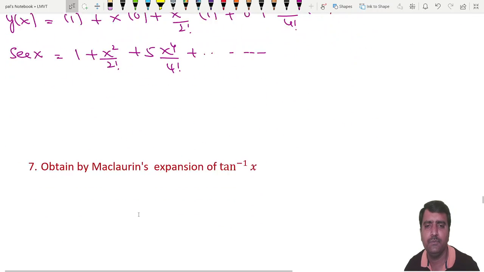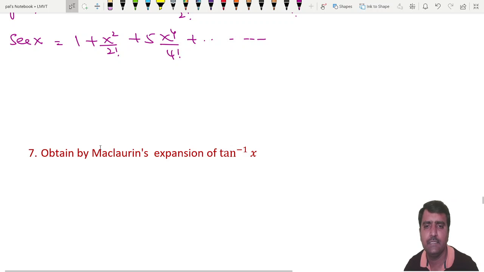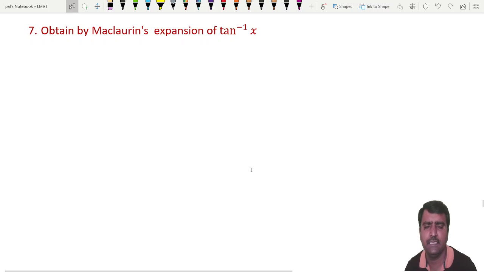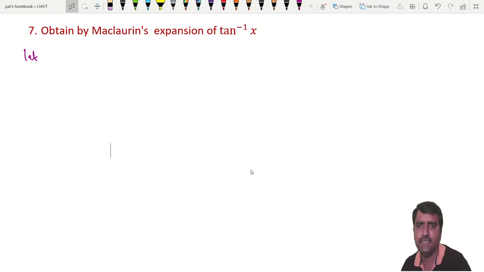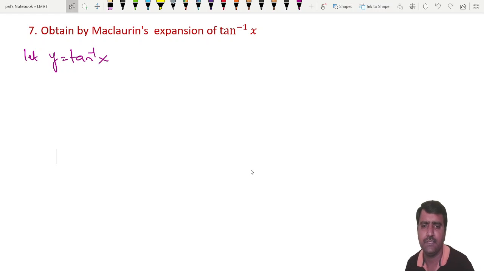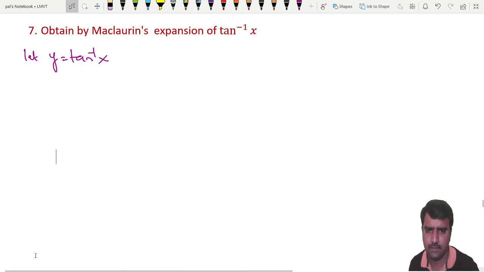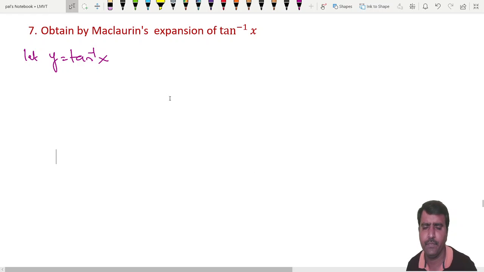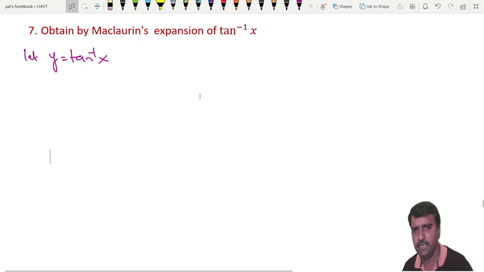One more problem on Maclaurin series is to obtain, by Maclaurin's expansion, tan inverse of x. We need to find tan inverse of x in power series by using Maclaurin's expansion. So let y is equal to tan inverse of x. First take the function y is equal to tan inverse of x. Now you take Maclaurin's expansion of y.